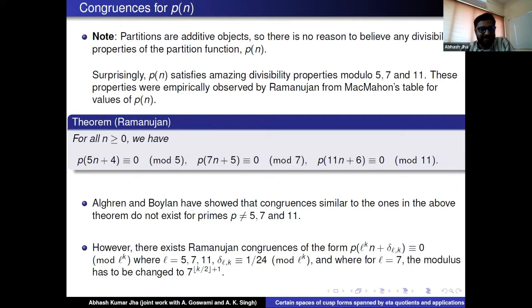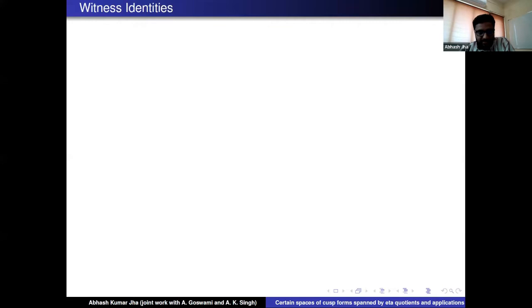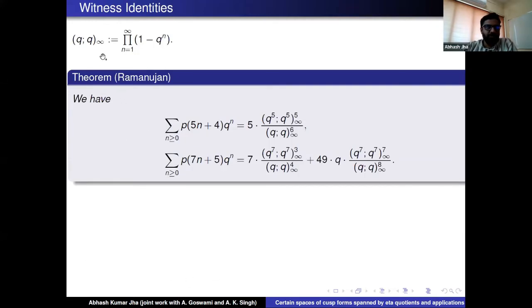To prove these congruences, there are something called witness identities. This is my notation, q infinity, which is the product from n equal to 1 to infinity of 1 minus q to the power n. So Ramanujan took these two identities, and these two identities immediately give you the congruences modulo 5 and 7. That's why these two identities are called witness identities, because they witness the Ramanujan congruences modulo 5 and 7. We are interested in this type of function. Essentially, these are modular forms, which I will talk about. These are some eta quotients.